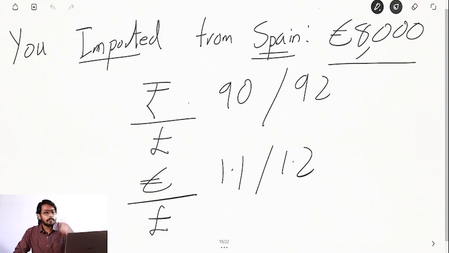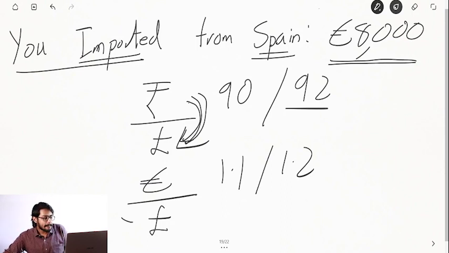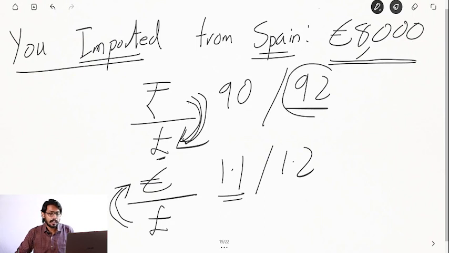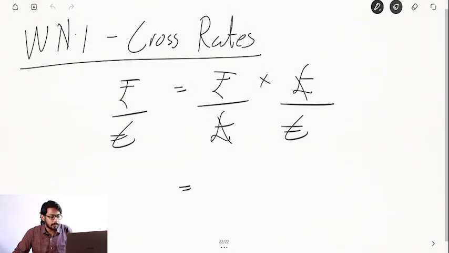What are you doing? Who are you? You are an Indian importer. You have to pay 8,000 euro. Do you have euros with you? No, you have only Indian rupees. So what should you do? You have to convert rupee to euro. How do you do that? First convert rupee to pound, down the ask. Then convert pound to euro, up the bid. So the rates are 92 and 1.1. Rupee by pound is needed as it is over here, so you can take 92.